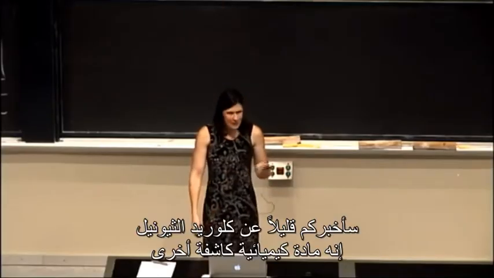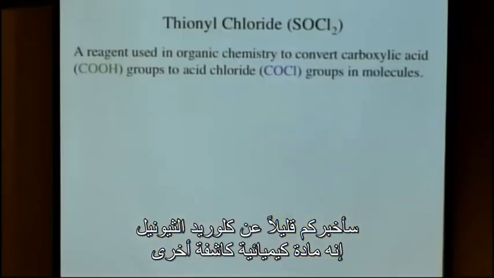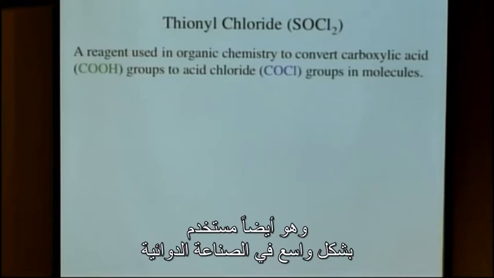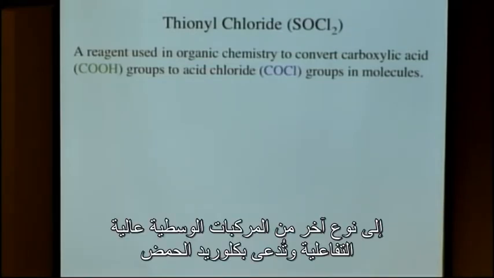I'll tell you a little bit about thionyl chloride as well. This is another organic chemistry reagent. It's also used extensively in the pharmaceutical industry. And what it's used for is to convert one type of group, what's called a carboxylic acid, into another type of very reactive intermediate, which is called an acid chloride. So I show that here.